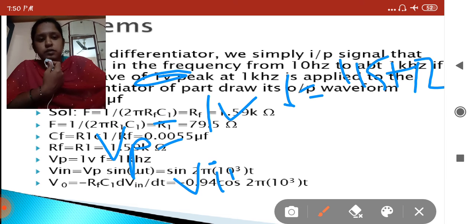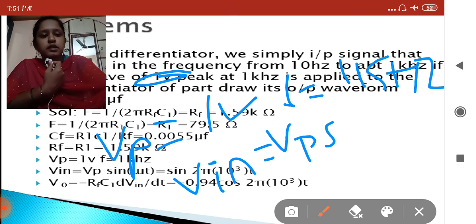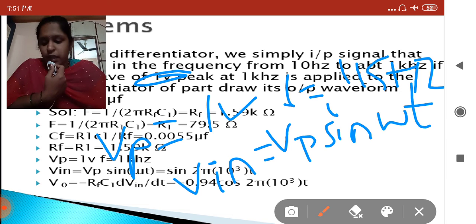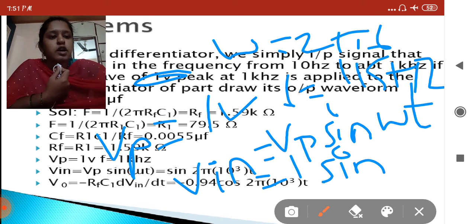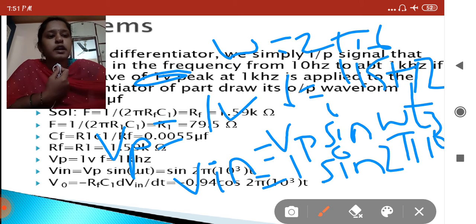Vin equals Vp sine omega t, where omega equals 2 pi f. Vp is 1 volt, so Vin equals sine of 2 pi times 1 kilohertz times t.